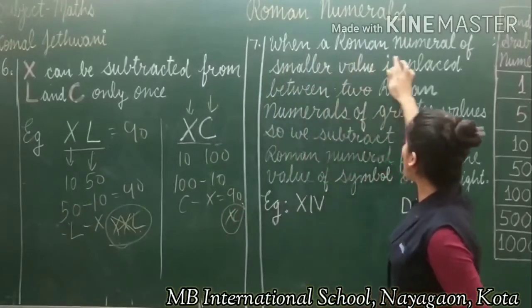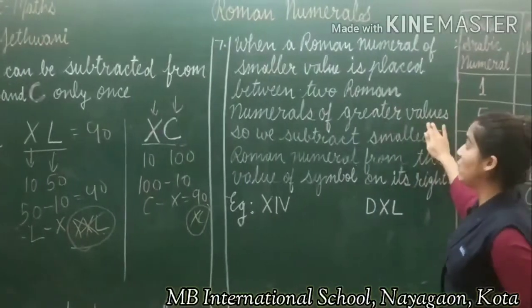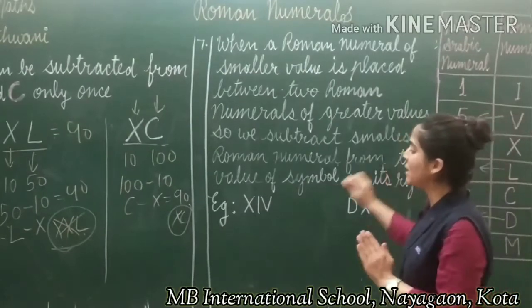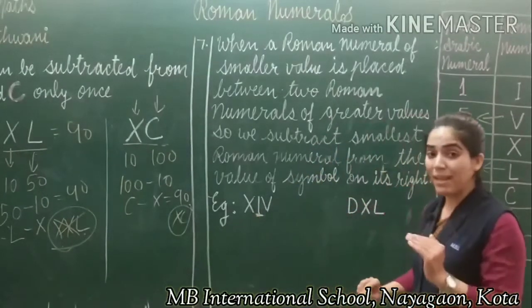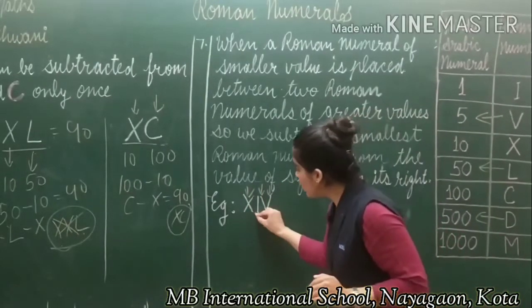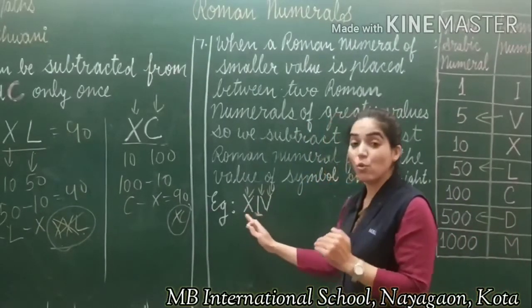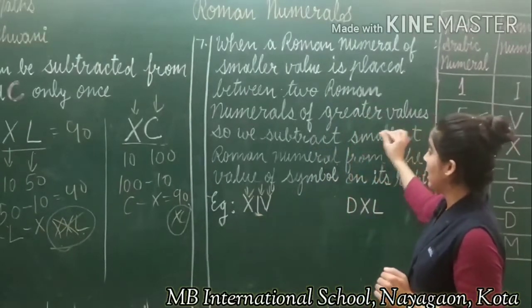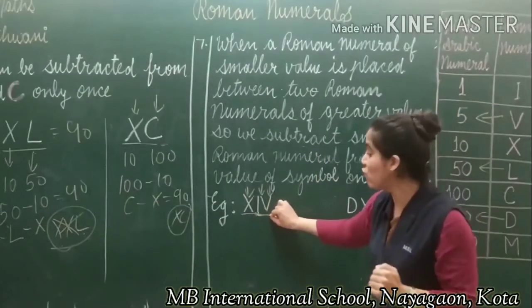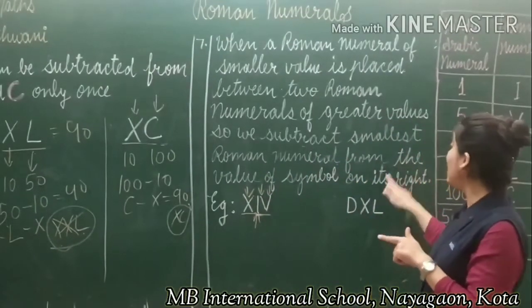The next rule is: when a Roman numeral of a smaller value is placed between two Roman numerals of greater value, it means that when we see three Roman numerals together, the one in between is the smallest, and the numerals on its left and right are greater. In that condition, we subtract the smallest. We subtract the smallest Roman numeral, which is placed in between, from the value of the symbol on its right side.